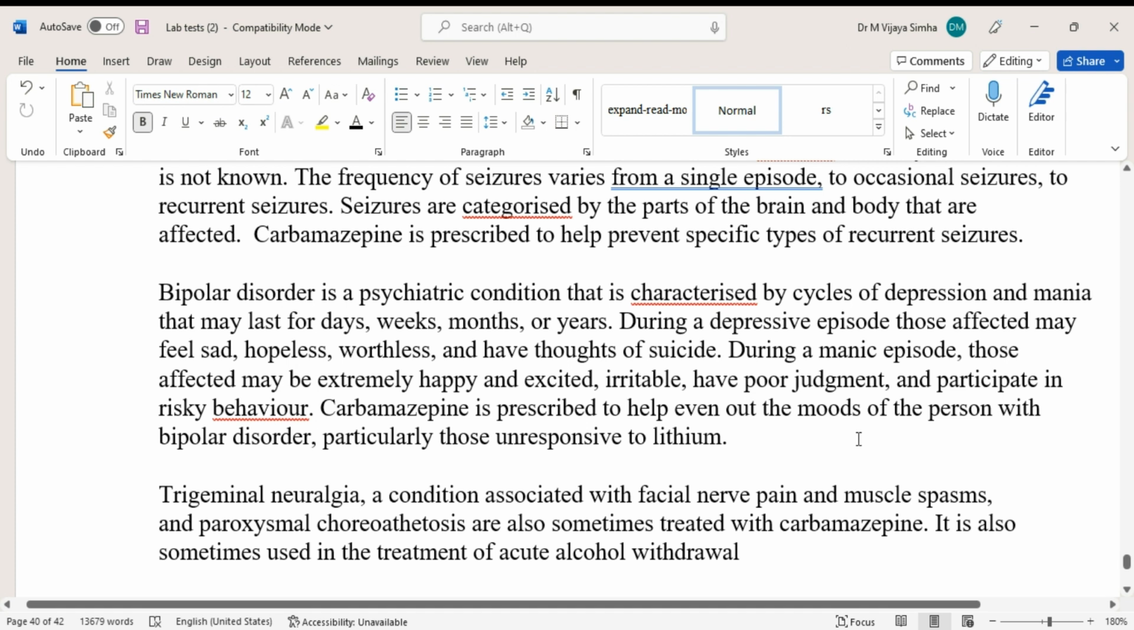Bipolar disorder is a psychiatric condition characterized by cycles of depression and mania that may last for days, weeks, months, or years. During a depressive episode, those affected may feel sad, hopeless, worthless, and have thoughts of suicide. During a manic episode, those affected may be extremely happy and excited, irritable, have poor judgment, and participate in risky behavior. Carbamazepine is prescribed to help even out the mood of persons with bipolar disorder, particularly those unresponsive to lithium.